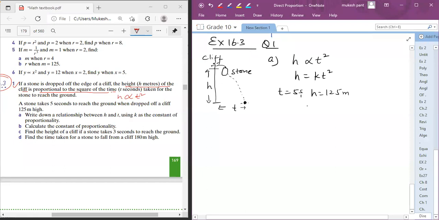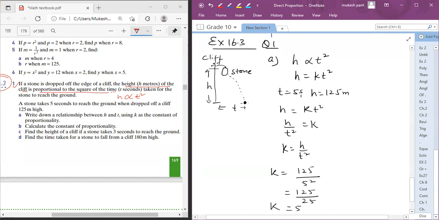So h equals what? h should be k t square. So k t square, or k equals h over t square should be k. Understanding? So k should be equal to h over t square. k equals h means 125, and t square, t is 5. Solve it. This is 25. 125 over 25. So 5, k equals 5.